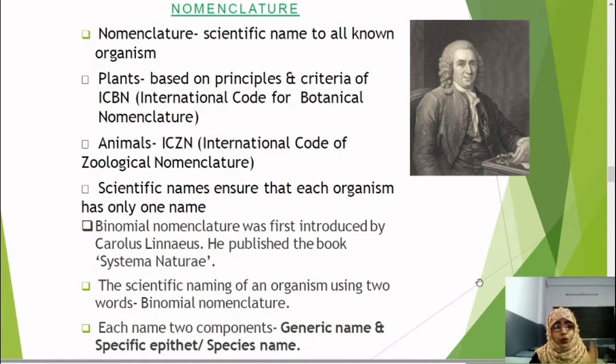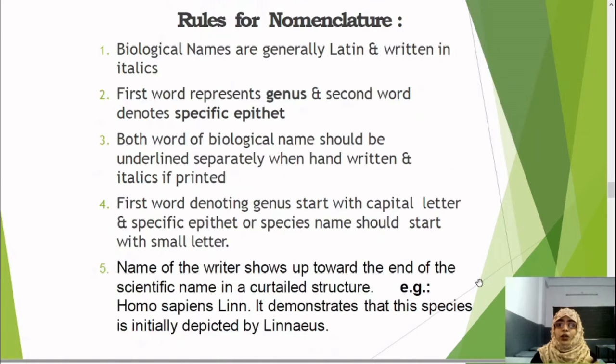Next, nomenclature and the rules of nomenclature, which are very important. According to ICBN, the International Code of Botanical Nomenclature, we have 5 rules. Scientific names should be arranged properly: two names, a generic name and a specific name, are written. These are Latin names and should be written in italics when printed, and underlined when handwritten. And the scientist's name should be written at the end of the biological name of any organism.